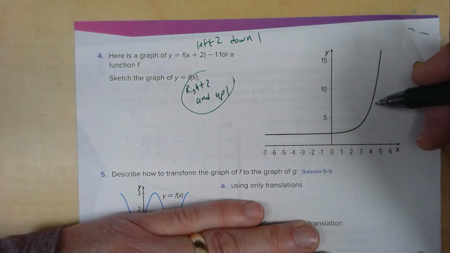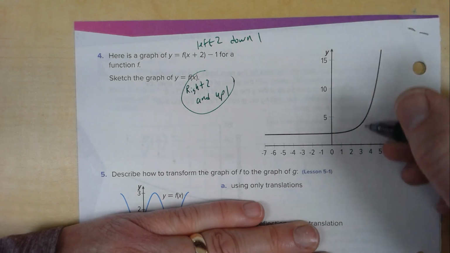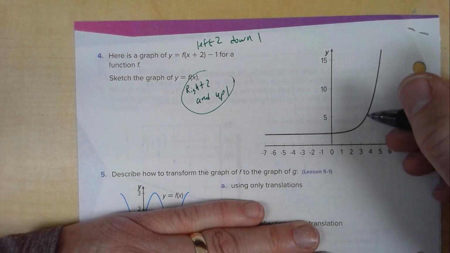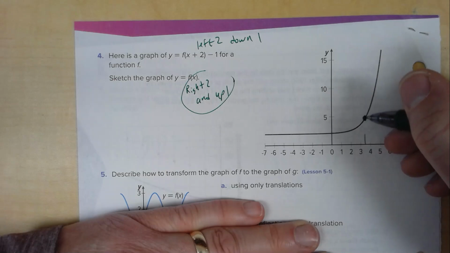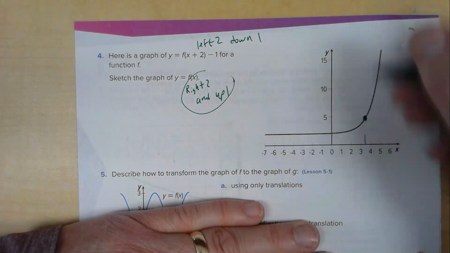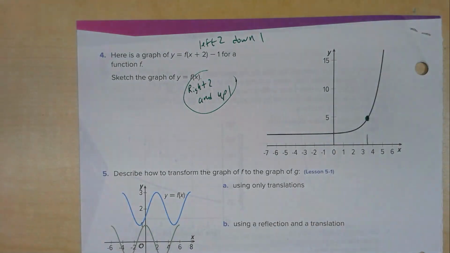So this is the result after shifting it left. So you got to move it back to the original spot. So just pick a point, like, I don't know, over 3.5, up 5, like pick that spot. Move it right 2 and up 1, and that would be the original, back to the original graph.